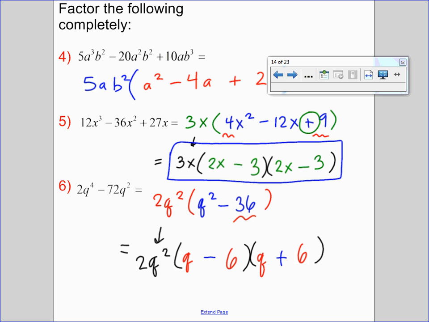So in order to make the last term negative, that negative 36, we need opposite signs, right? And then that will make an outer product and an inner product that are exact opposites and cancel each other out. Good. This would be plus 6q for my outside product, minus 6q for my inside product, sums to 0, and that's why we don't have a q term in this blue binomial. Nice job.